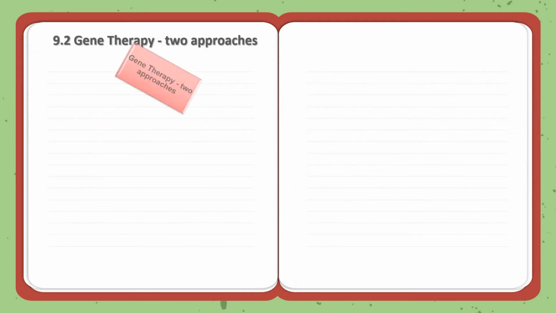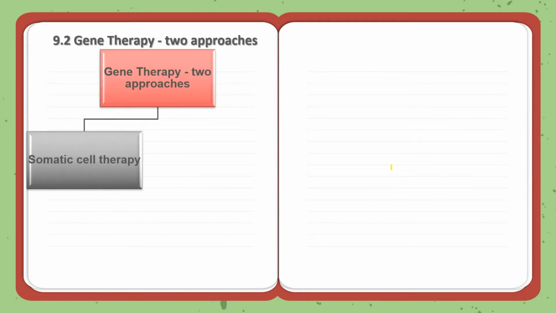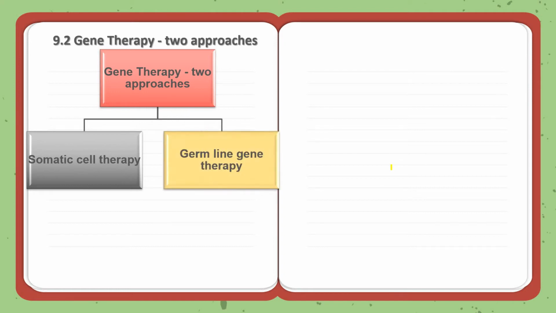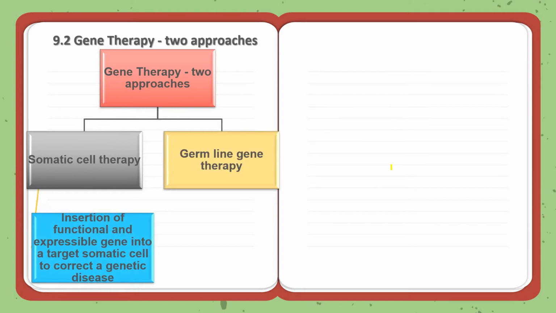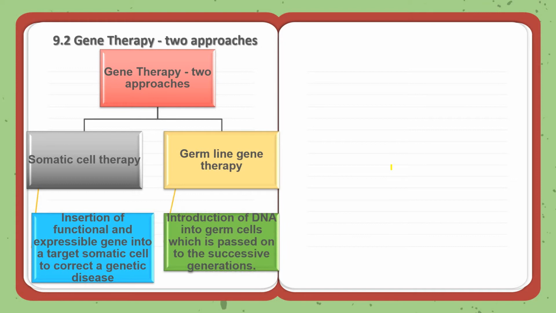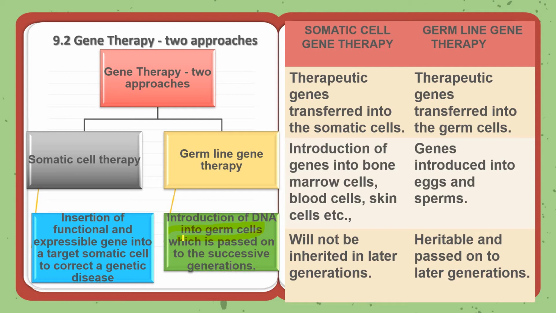And we have two approaches in gene therapy. One is somatic cell gene therapy and another one is germline gene therapy. The insertion of a functional and expressible gene into a target somatic cell to correct a genetic disease is called somatic cell therapy. Then germline cell therapy is the introduction of DNA into germ cells which is passed to the successive generation. So what is the meaning of this?